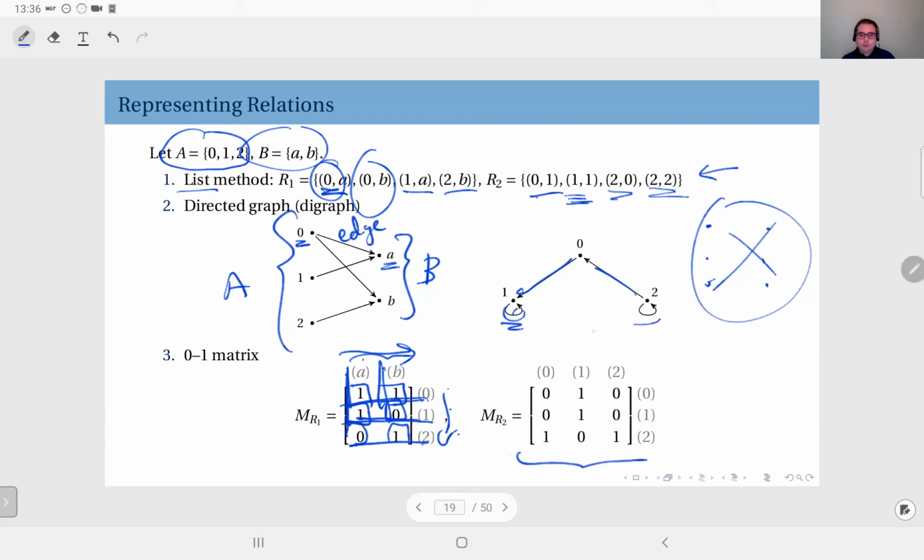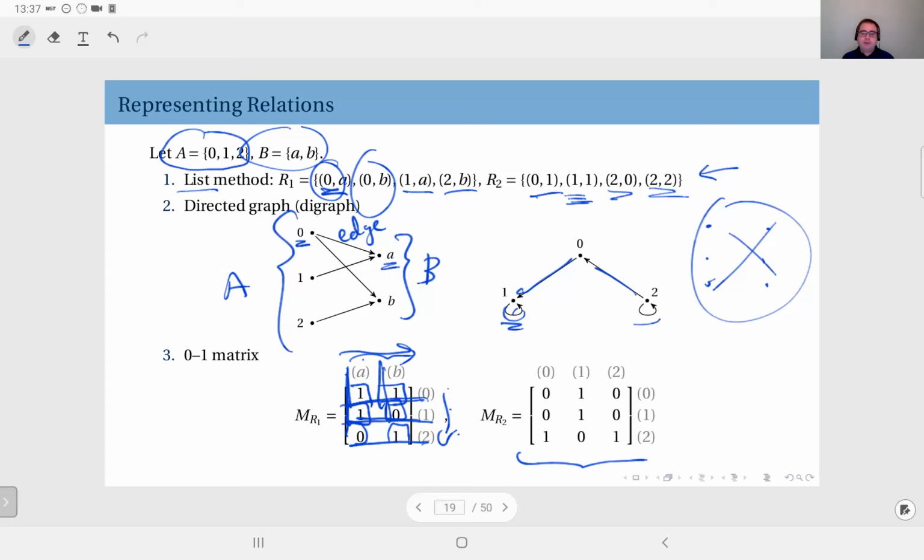And here, remember R2 is a relation on set A. Therefore, the number of rows and the number of columns are the same. This is a 3 by 3 square matrix. Since it's a relation on a set, it has to be a square matrix because each element should be represented both in the rows and in the columns.